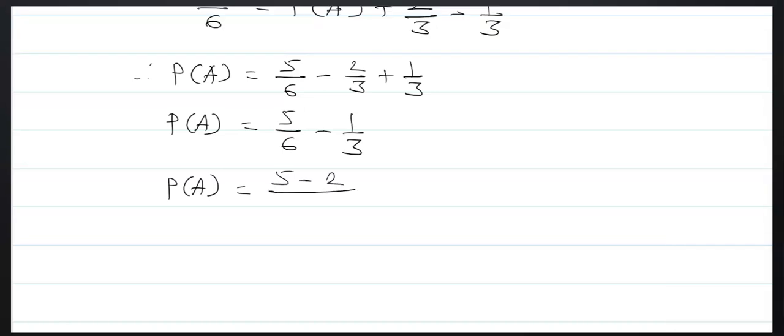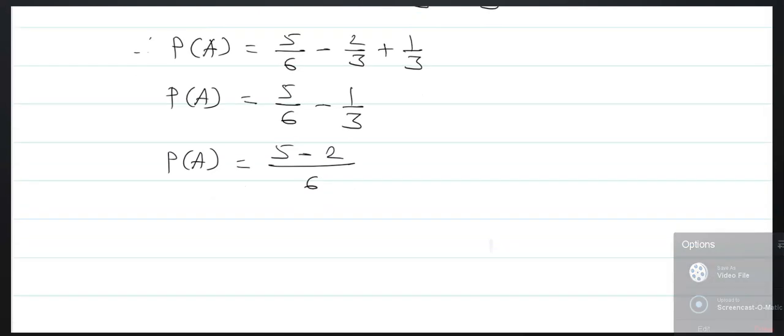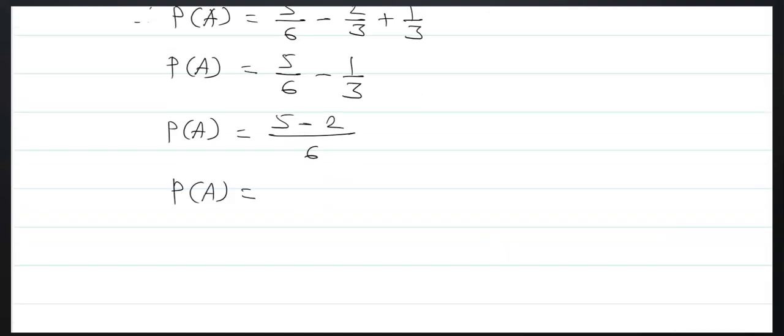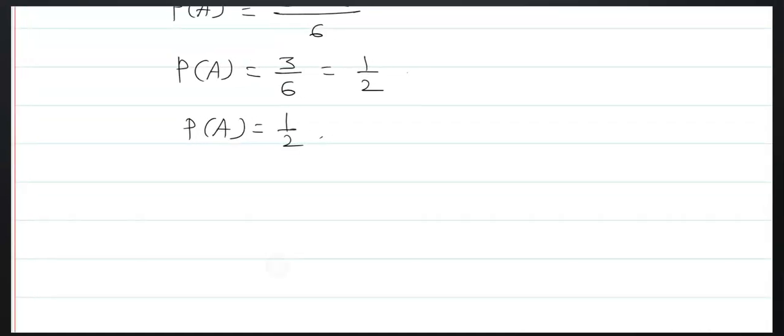Therefore, P of A is equal to 5 minus 2 upon 6. That is, P of A is equal to 3 upon 6, that is equal to 1 upon 2. Therefore, P of A is 1 upon 2.